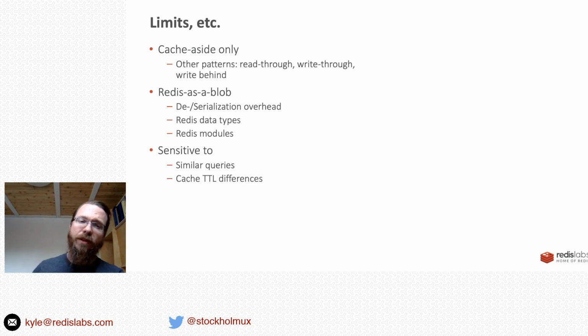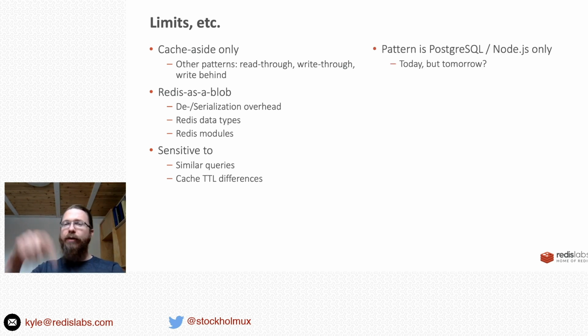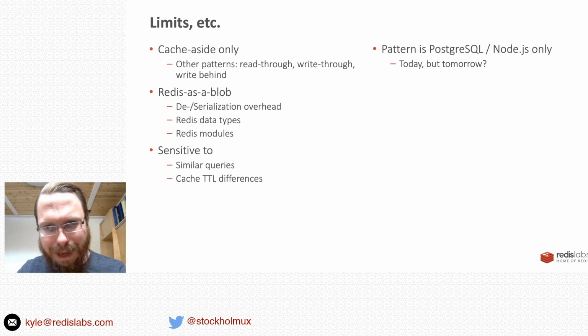It's sensitive to a couple different things. Similar queries will cause it to do things. So I'm not really providing any control there, but you can integrate that in if you were very careful about how you put that comment in your SQL query. And of course, the cache TTL differences can come into it. So if you had another part of your application doing this at a 12 millisecond, or excuse me, a second interval, that would be duplicating data in your cache, which isn't great, but this is something that you can really manage. Now, this is a pattern that's pretty much exclusive to Postgres and Node.js only at the time.